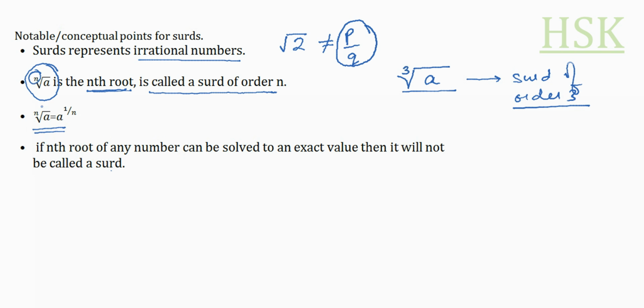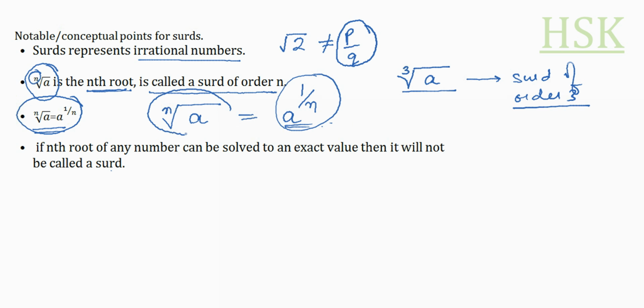The root of order n can be represented in two ways. The first way is this, that in the radical sign we place a number, and secondly it is represented like this: the nth root is equal to a to the power of 1 upon n. The nth root is equal to a to the power of 1 upon n, and it can be represented in terms of the radical sign like this.